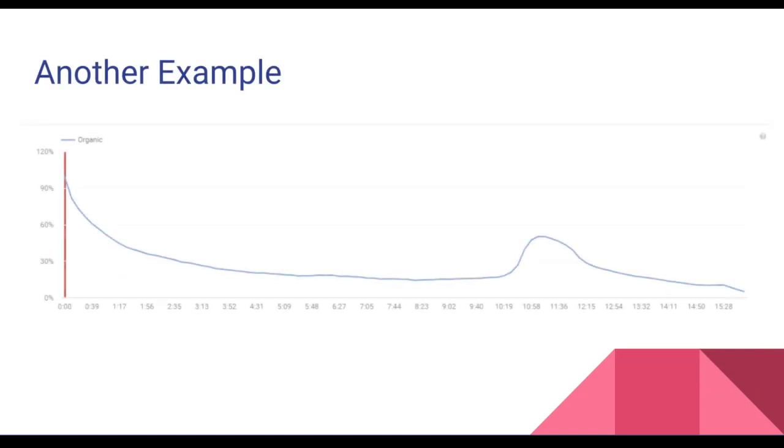Now here's another example of a different kind of audience retention chart. As you can see, it kind of goes down, and then there's a big action point at about 10 minutes in the video. So for sure, you're going to want to add an advertisement right at the peak of that action point in this video. So definitely add an advertisement right there.